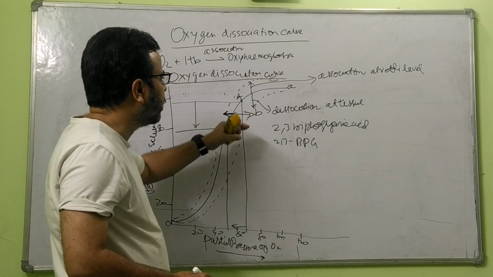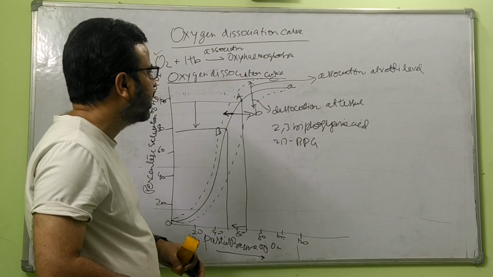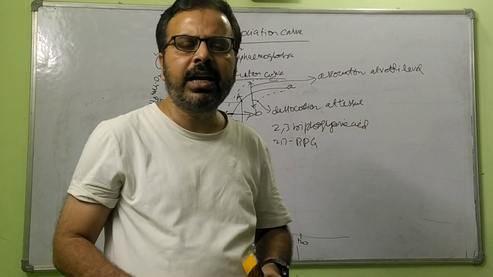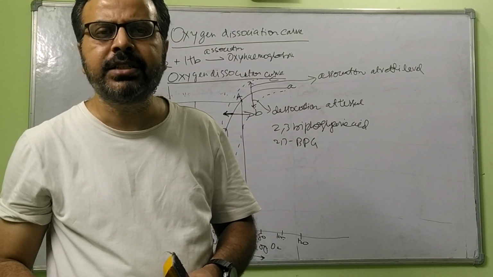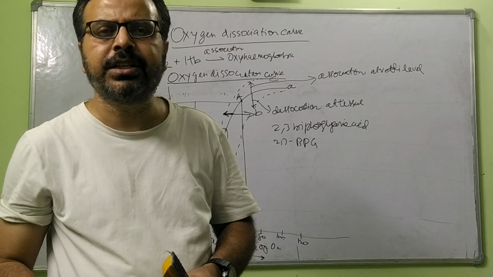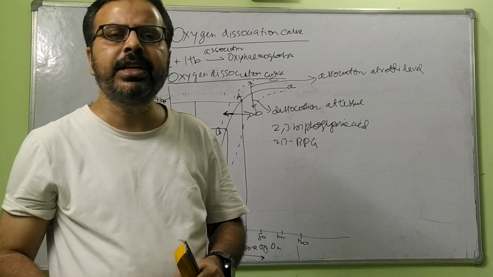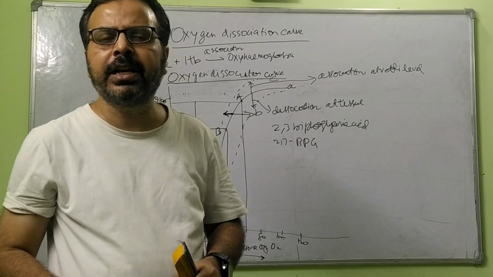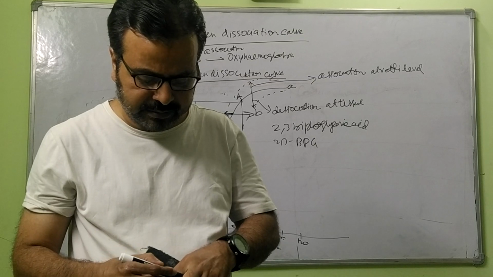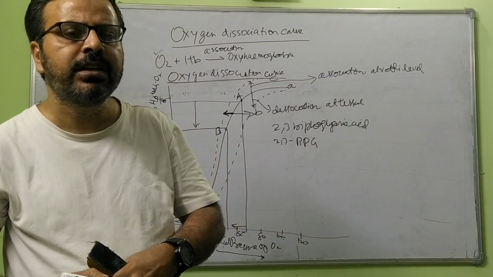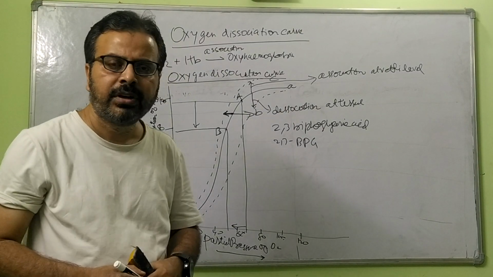So when we talk about this right shift or dissociation, we can say that the favorable conditions are decreased oxygen partial pressure, increased carbon dioxide partial pressure, increased hydrogen ion concentration and increased temperature. So these were the things we have to discuss about the oxygen dissociation curve.